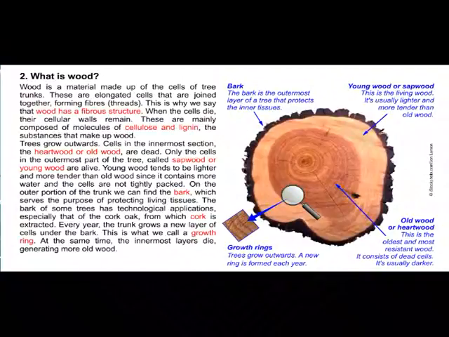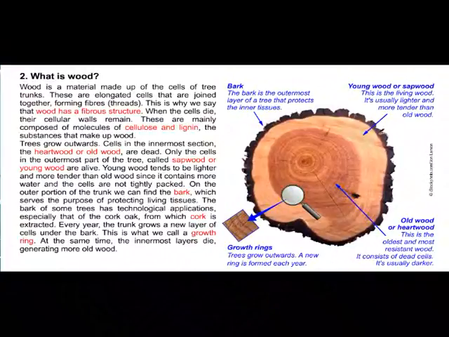What is wood? Wood is a material made up of the cells of tree trunks. These are elongated cells that are joined together, forming fibrous threads. This is why we say that wood has a fibrous structure. When the cells die, their cellular walls remain. These are mainly composed of molecules of cellulose and lignin, the substances that make up wood.